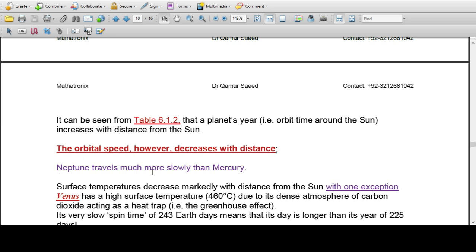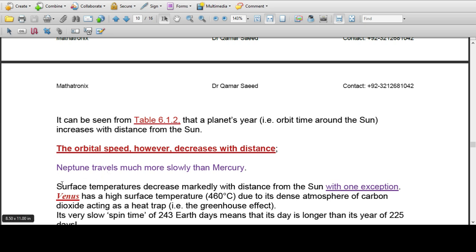Neptune travels much more slowly than Mercury, because Neptune is very far away while Mercury is very close, so it has more attraction. The distance between the Sun and Mercury is very small as compared to Neptune, which is very far away.